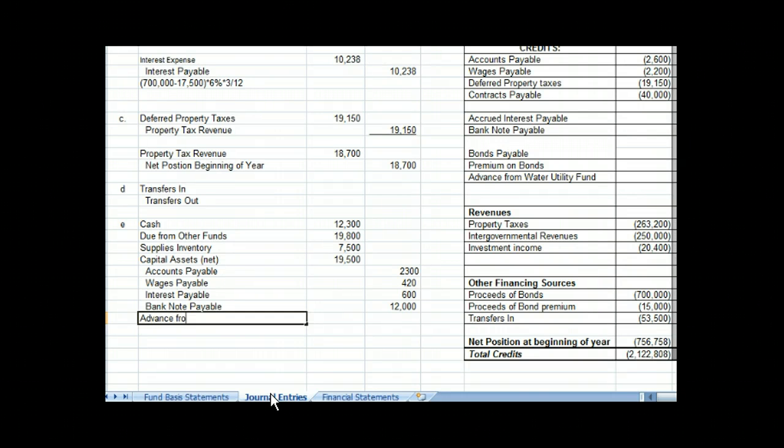Advance from the enterprise fund. You remember the enterprise fund does not require any adjustments. It's already on the accrual basis.